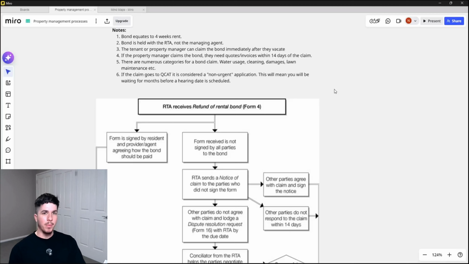In this video, I'm going to walk through exactly what happens when a bond is claimed. This is for property investors who have always been wondering how the bond process works.